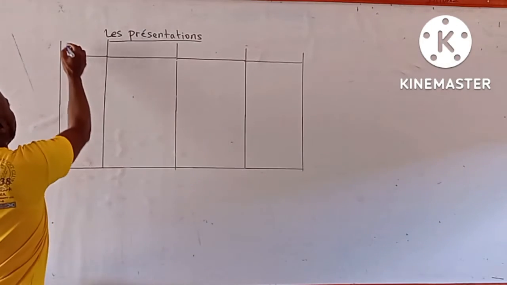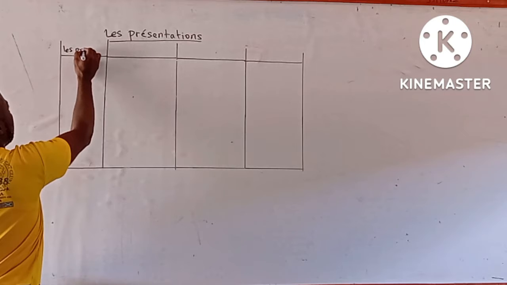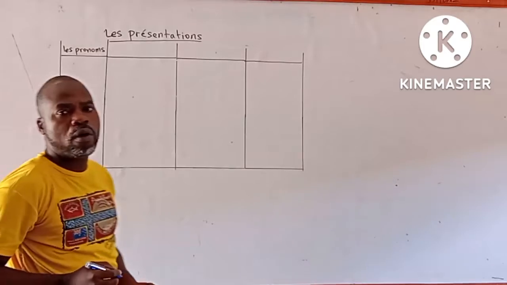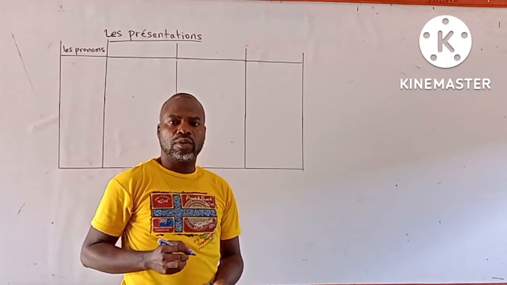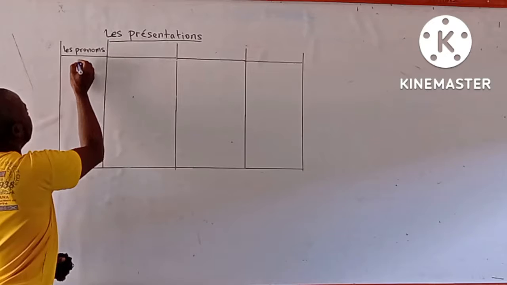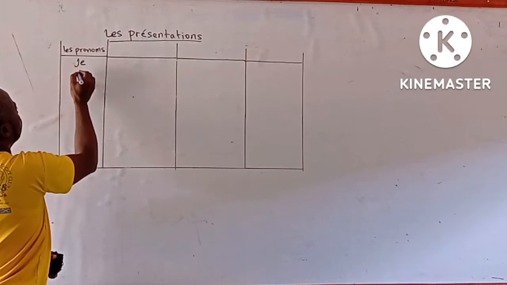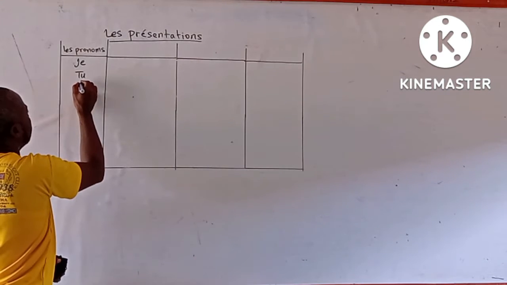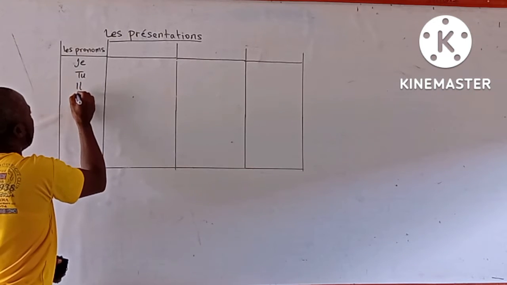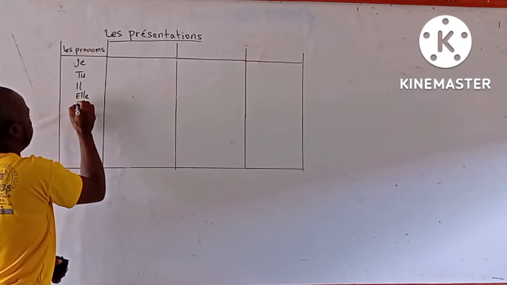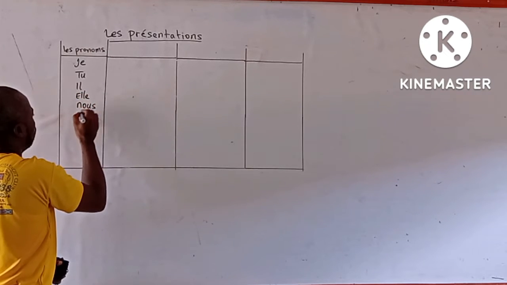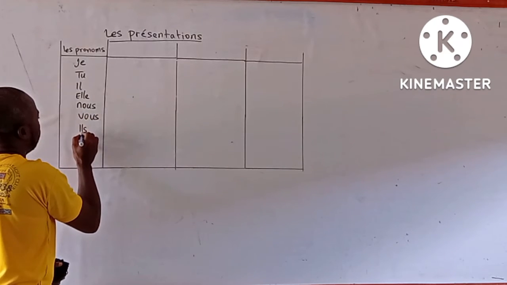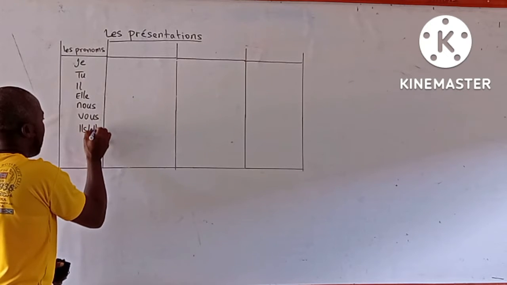Now, we have les pronoms personnels. These are the following. We have je, tu, il, elle, nous, vous, ils ou elles.